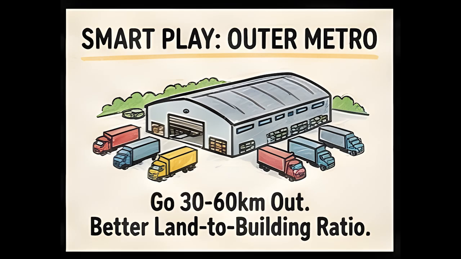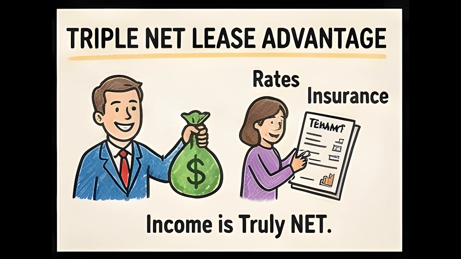The savvy move is to look 30 to 60 kilometers out from the CBD along major logistics corridors, where you can acquire a much larger block of land for the same capital outlay. You want to prioritize the land-to-building ratio. When a new warehouse is built, the building depreciates. The land, especially large, flat, usable industrial land, appreciates. The better your land ratio, the better your long-term capital growth potential. Don't be seduced by the CBD address. Bet on the supply chain.